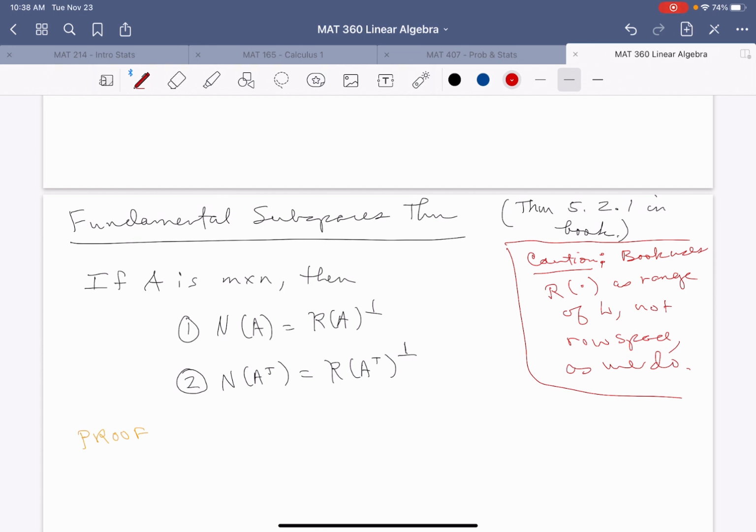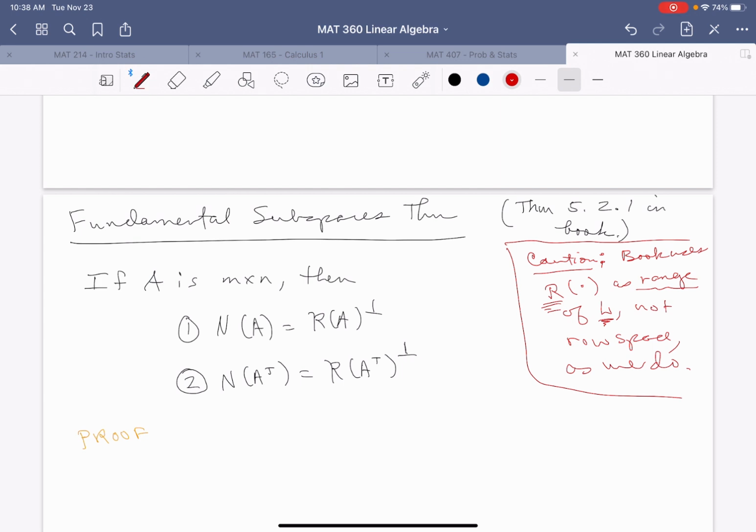But the textbook uses R, that capital R, as the range of the linear transformation L, the one we defined earlier. L of X is equal to the matrix A times X. So keep that in mind if you look at the textbook.